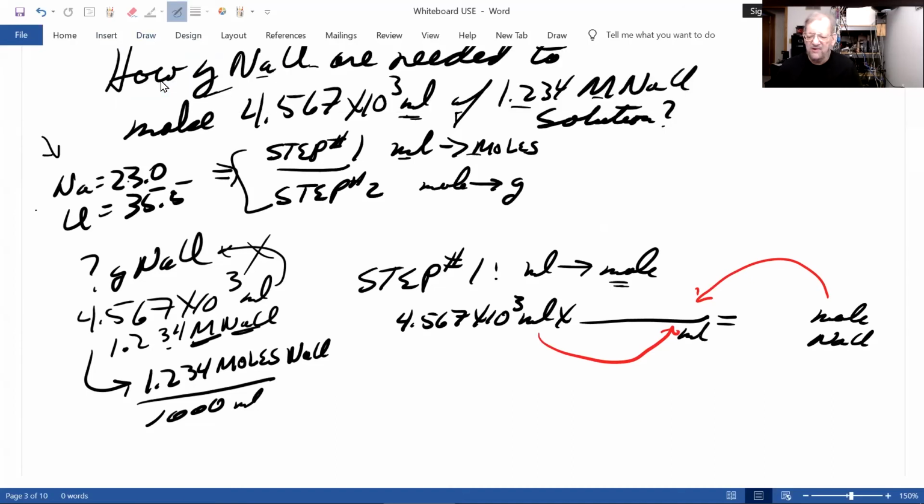And I have milliliters here, moles NaCl. And where do I get these numbers? From the molarity, which is really 1.234 moles of sodium chloride per 1,000 milliliters.